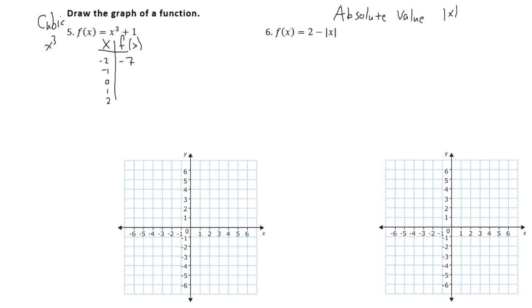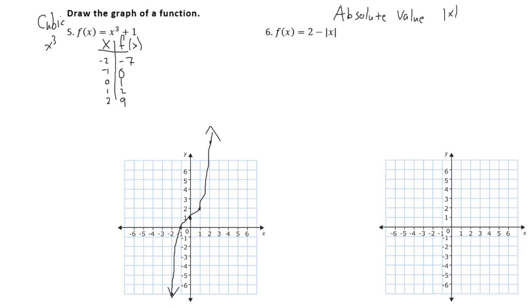Plug in negative 1, that's 0. Plug in 0, you get 1. Plug in 1, you get 1 plus 1. Plug in 2, you get 8 plus 1, 9. All right, and then we plug that in. 0, 1, negative 1, 0, negative 2, negative 7, 1, 2, and 2, 9. Somewhere about there. And we get this graph that I always thought kind of looked like a lightning bolt.